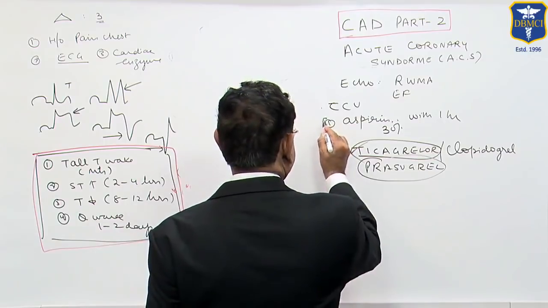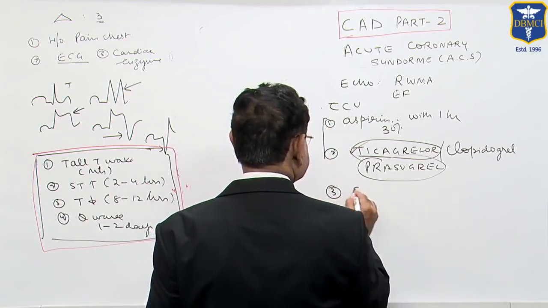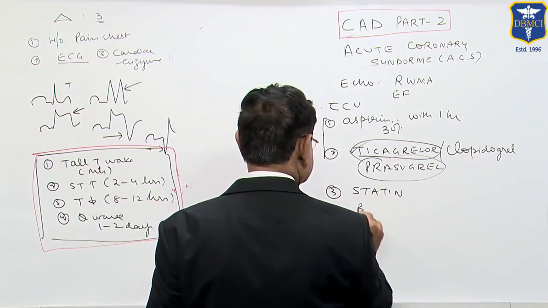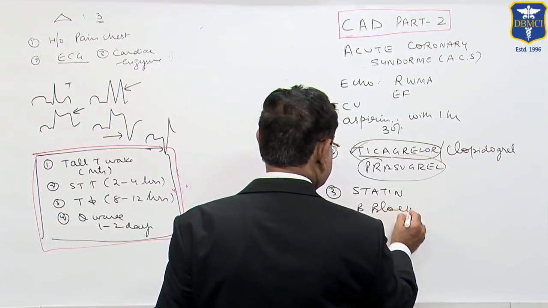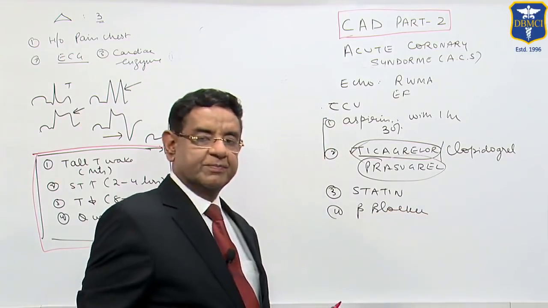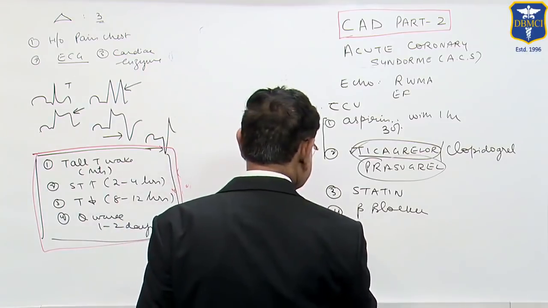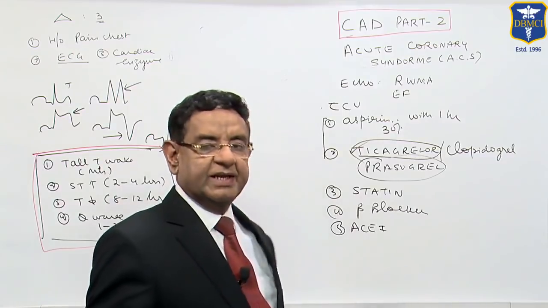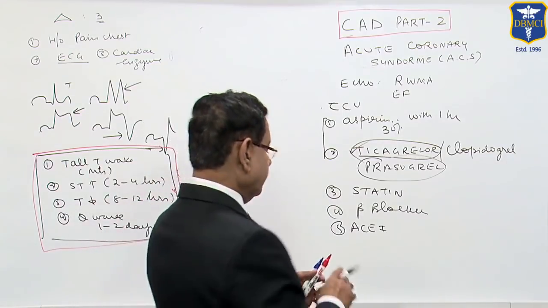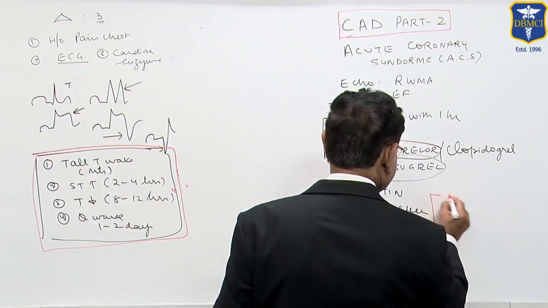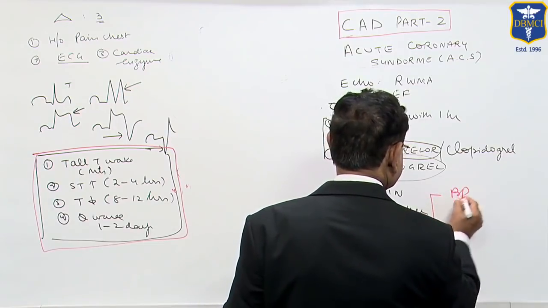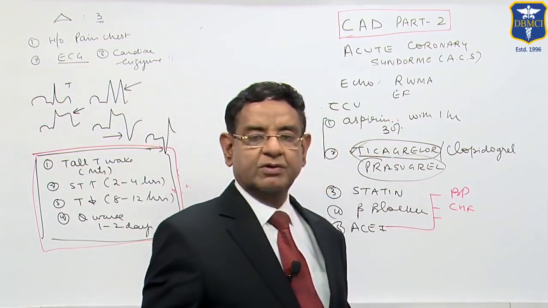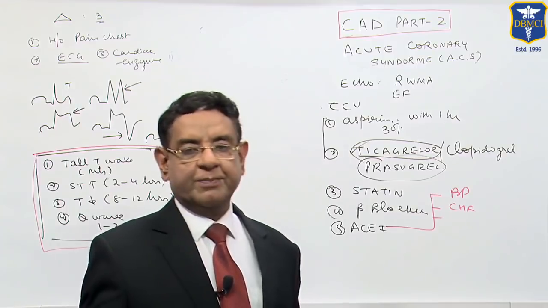And with these, we always add statin, beta blockers to control the heart rate, ACEI. What is the role of ACEI in a case of acute MI? It has, number 1, control of BP, control of congestive heart failure, or to treat heart failure and to treat hypertension.